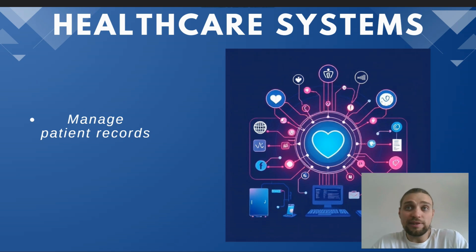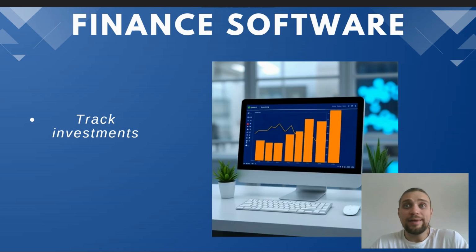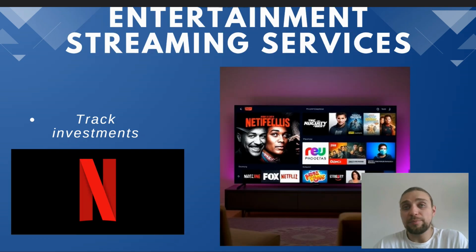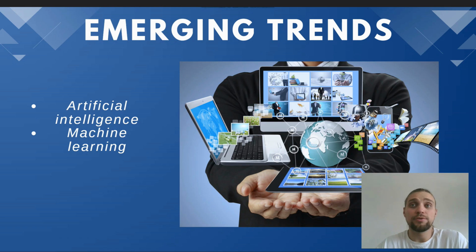Industries rely heavily on software as well. Healthcare systems manage patient records. Finance software helps track investments. And entertainment streaming services like Netflix deliver our favorite shows. There are also emerging trends such as artificial intelligence and machine learning. They are revolutionizing our world, paving the way for intelligent applications that can learn and adapt.